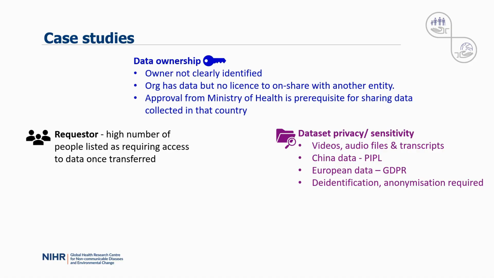If you do get a request from an external group, something to be mindful of is the number of people that will be listed as requiring access to that data set once transferred. So obviously there's practical implications for this, but it is a red flag if a high number of individuals are listed as requiring access to the data set. Generally, if you are sharing data, it should only be for a controlled purpose with select individuals. So do ask how many people the data is going to be shared with, and this will help your decision making, or at least de-risk the concerns here.